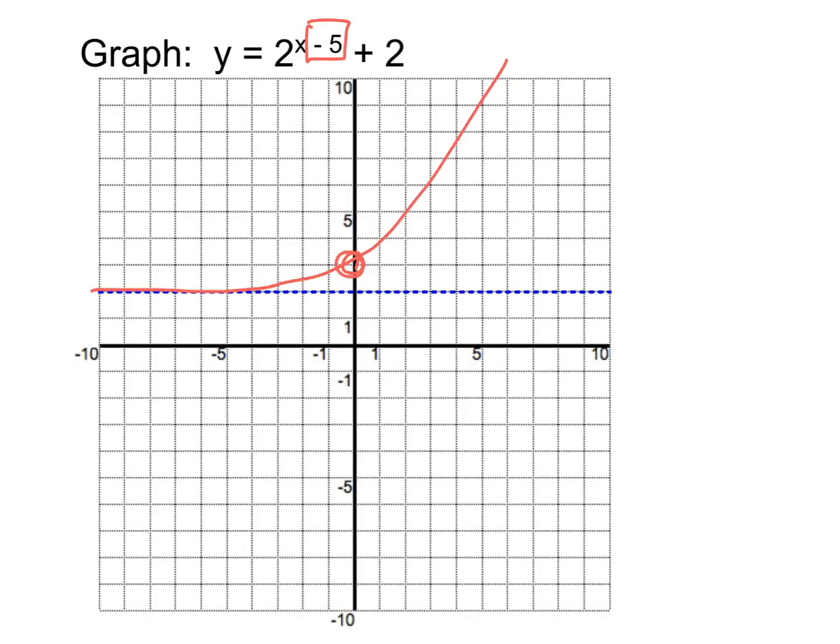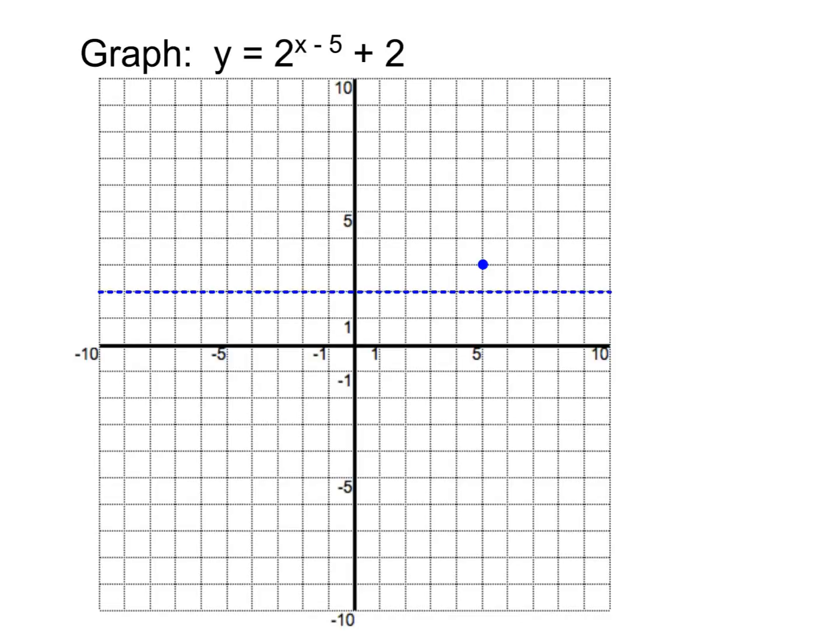Which direction is the minus 5 moving it? Up, down, left, or right? Well, it's in the exponent with the x, so that already makes it left or right. Left, and minus 5, remember, left-right is backwards from what we think. Minus 5 is actually right 5.